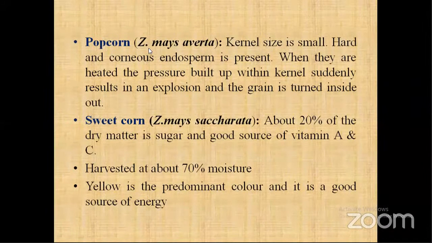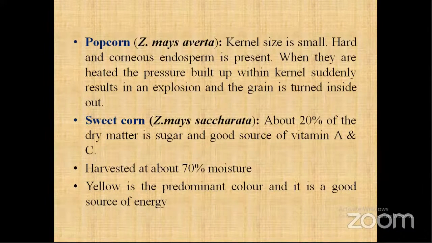Next one is popcorn, Zea mays everta. We all know it is a popular snack item, and this kernel size is small. In this one, hard and corneous endosperm is present. When they are heated, this popcorn mainly has moisture inside.